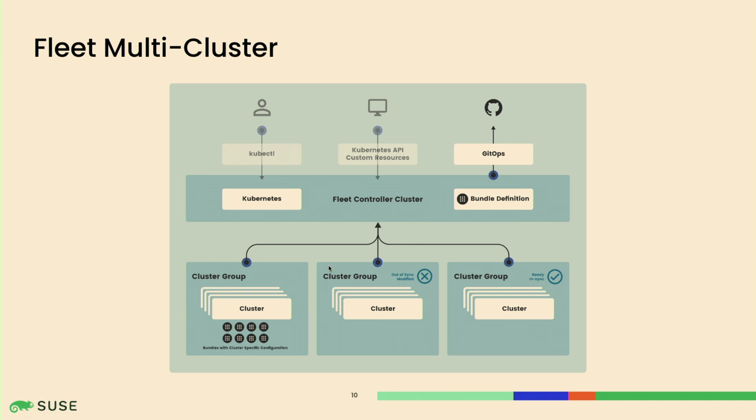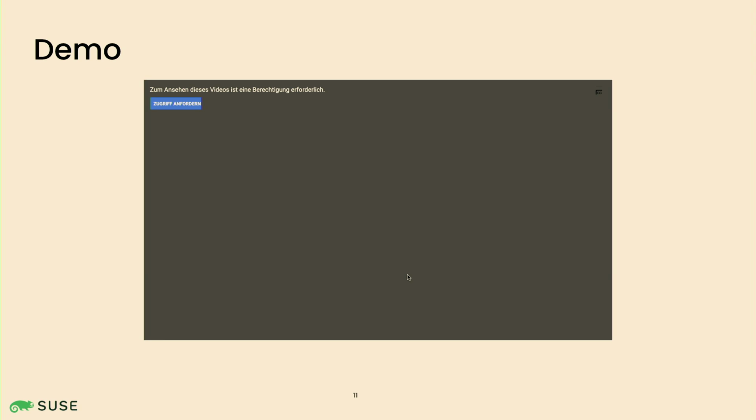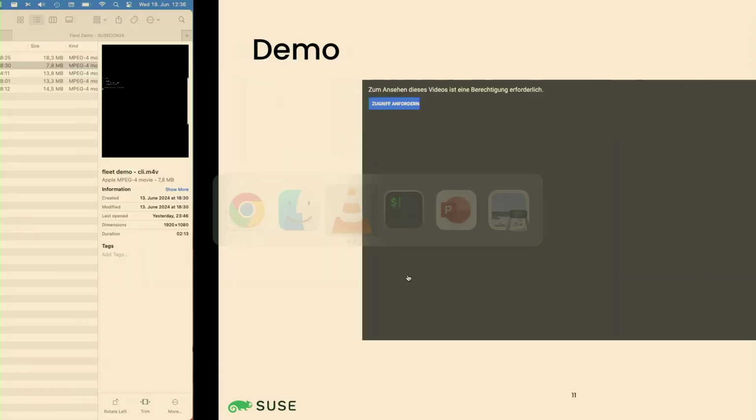And these agents will pull the changes from this bundle definition and will make sure that it's reconciled on the downstream clusters. They also report back the status, like is it modified, is the bundle out of sync, and so on. This is the first demo, right? I'm just going to show how Fleet works in general.